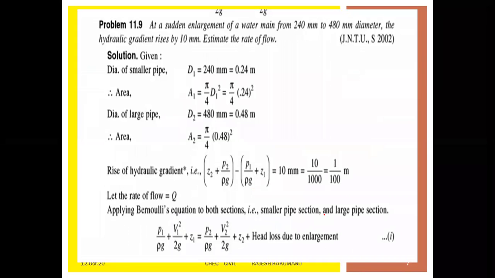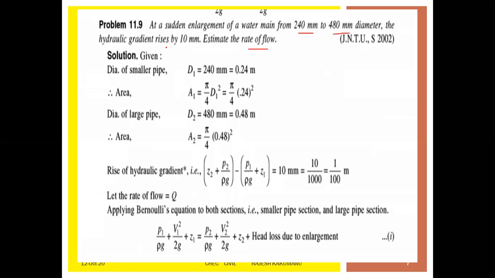The hydraulic gradient rises 10 mm. Estimate the rate of flow. So ఇక్కడ ఏం కనుక్కోమన్నాడు? Q కనుక్కోమని చెప్పాడు. So here the estimation of the rate of flow is Q. Find the rate of flow. Okay na? Now a sudden enlargement ఎక్కడి నుంచి ఎక్కడికి 240 mm నుంచి 480 mm కి చేంజ్ అవ్వమని చెప్పాడు.